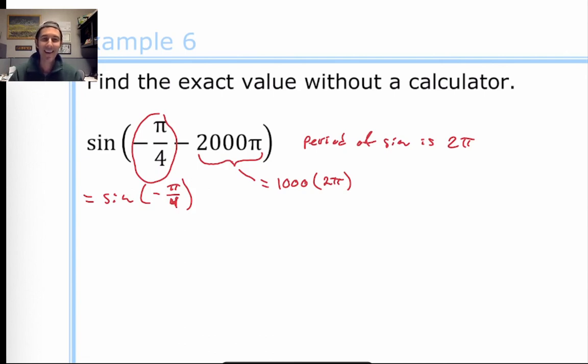Anyway, 1,000 full rotations is what's key for you to understand there. It's also 1,000 periods of the sine function. And so the output is not going to change as a result of subtracting 1,000 full rotations or 1,000 periods of the sine function. Now we need to evaluate the sine of negative pi over 4.